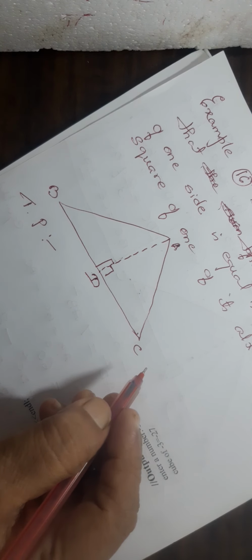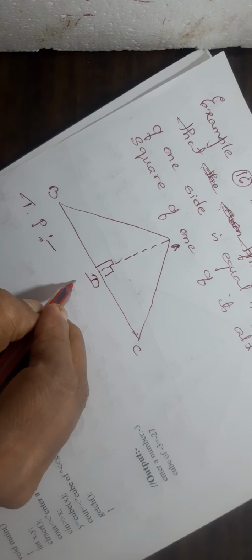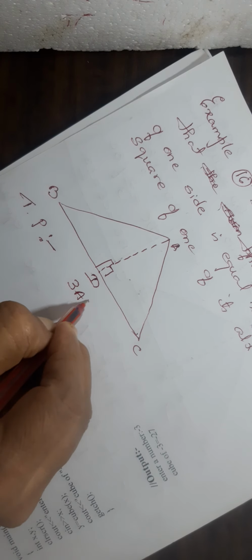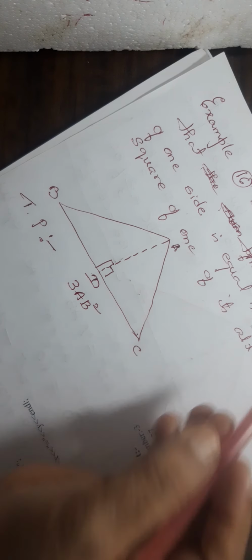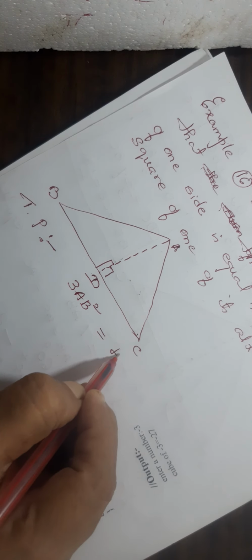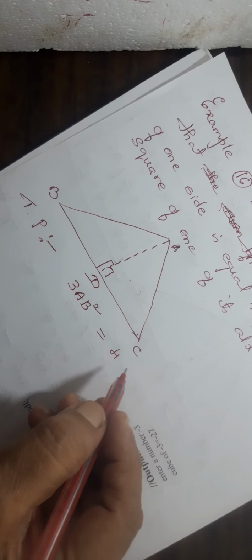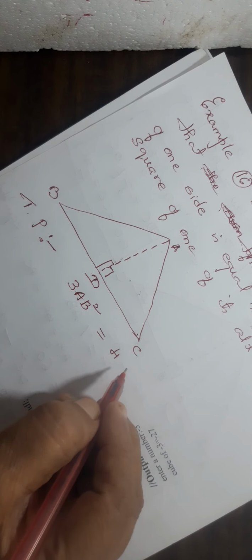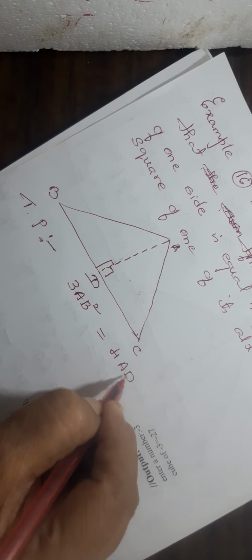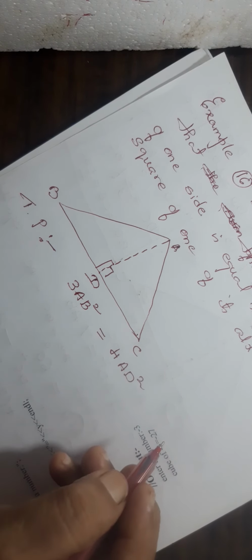Okay. Now, what are we going to prove in this? To prove the square of any side. So any side I can take as AB or AC or BC, whatever we want. So I will take 3AB squared, 3 times the square of one side, is equal to 4 times the square of one of its altitudes. AD is the altitude we have taken. So 4AD squared. So we have to prove now 3AB squared is equal to 4AD squared.